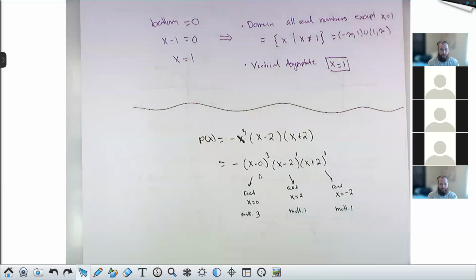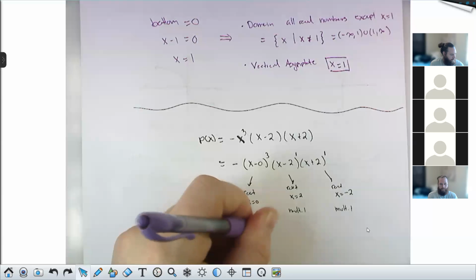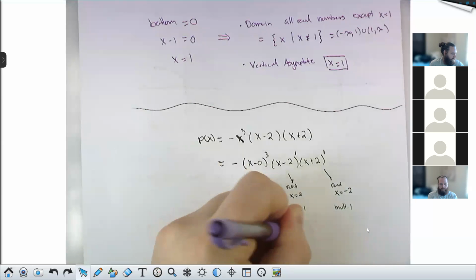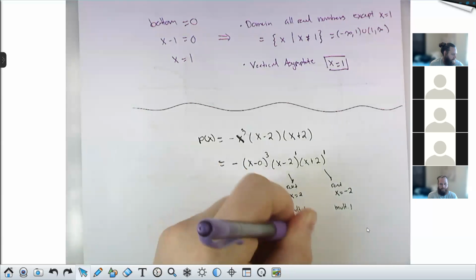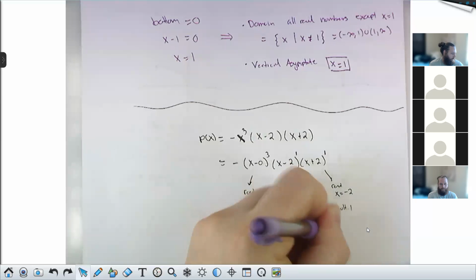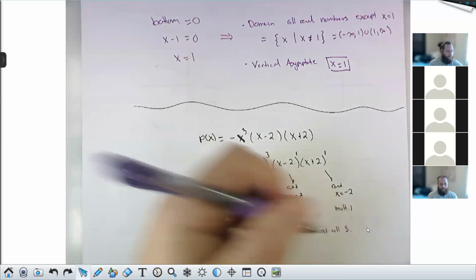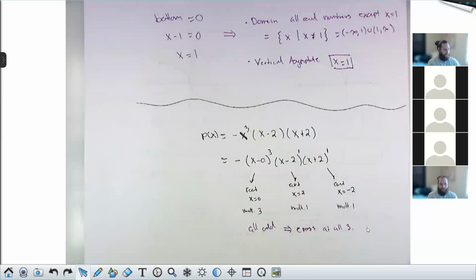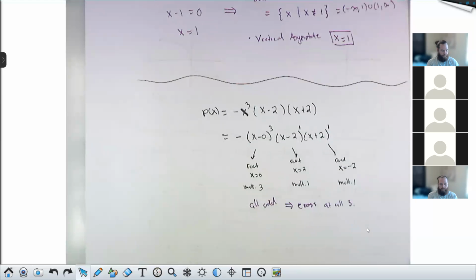And then if the multiplicity is even, you will bounce. If the multiplicity is odd, you will cross. So each of these multiplicities, 3, 1, and 1, are all odd. So we will cross at all of these. Does that feel comfy?